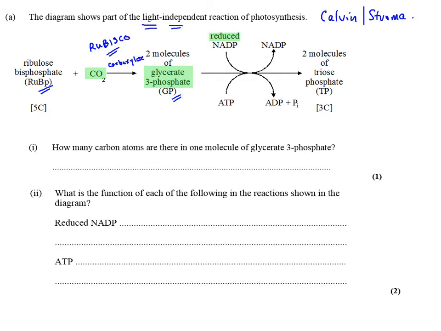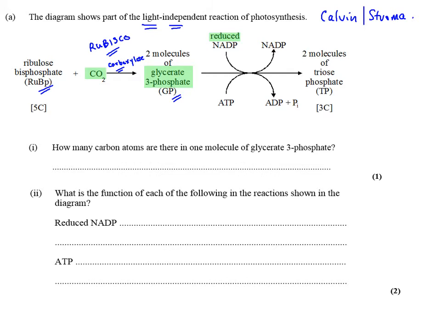carboxylase. Now you might have seen decarboxylase before during aerobic respiration when you talked about carbon dioxide being released or removed from a substrate. Well, here it's the opposite. It's being fixed onto a substrate. So we call it a carboxylation reaction, catalyzed by Rubisco.